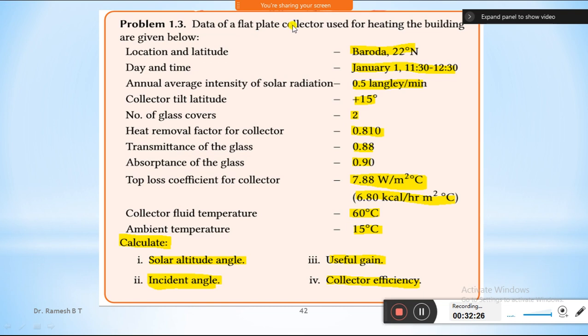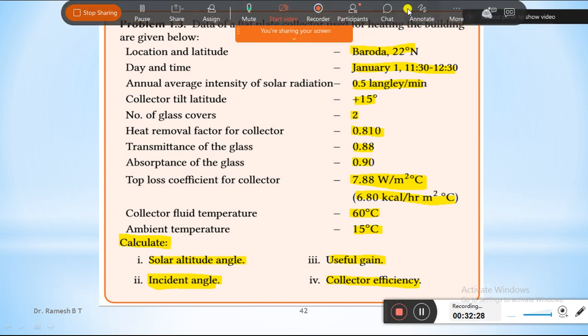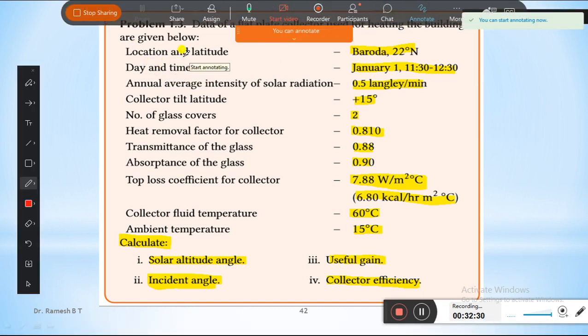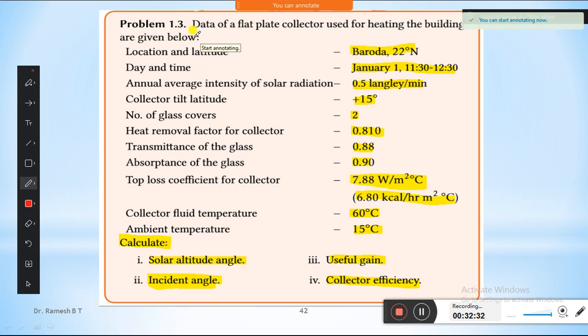The data of a flat plate collector which is used for heating the building. That is the purpose. And here the location and latitude are most important. Location is Baroda and the latitude is 22 degree north. The day is January 1, and the time is 11:30 to 12:30 noon time.